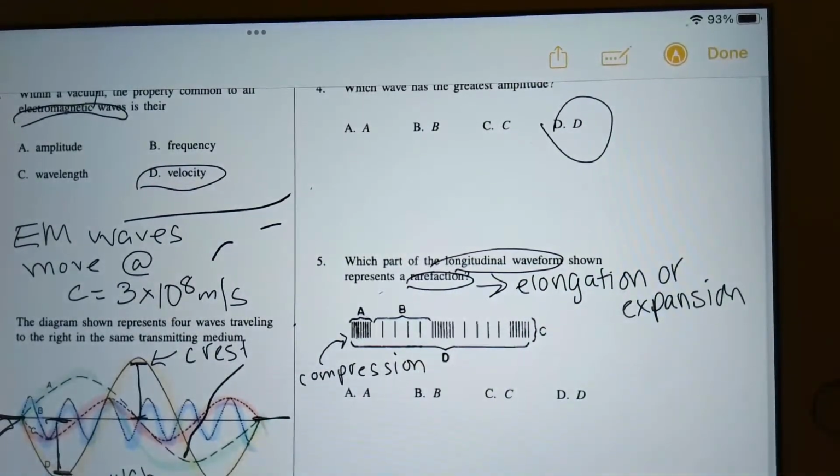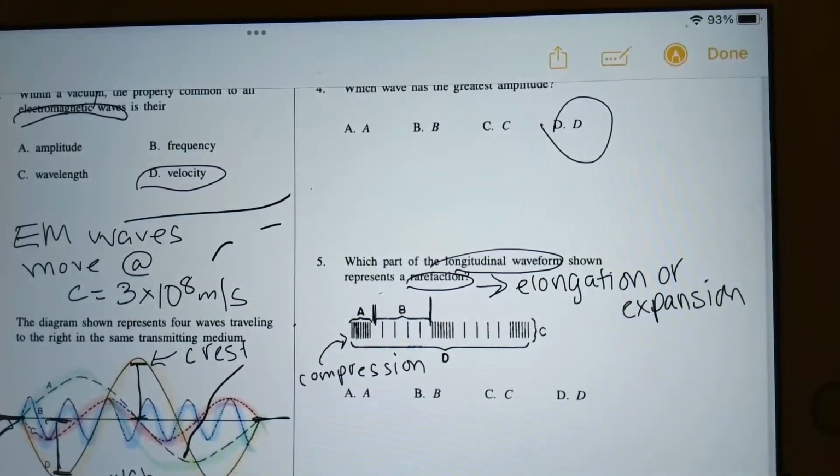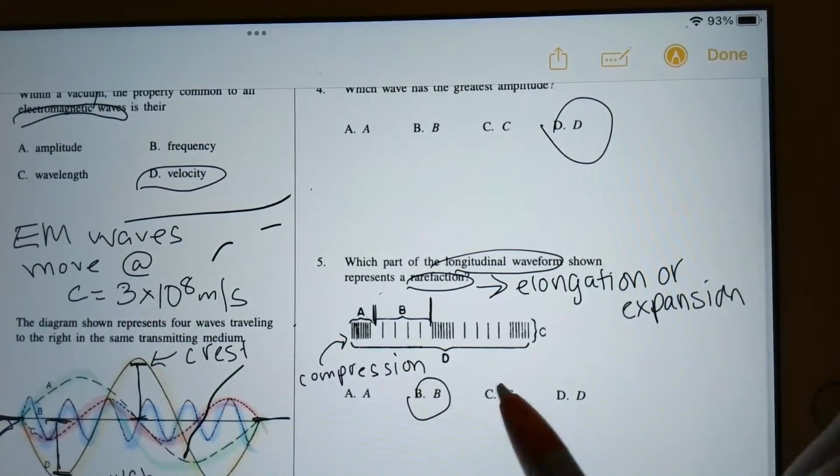And then again, we're looking for a part that is elongated. So if we look from B to C, the lines are long. I mean, from one end of B to the other end of B, the lines are elongated. So that is known as a rarefaction.